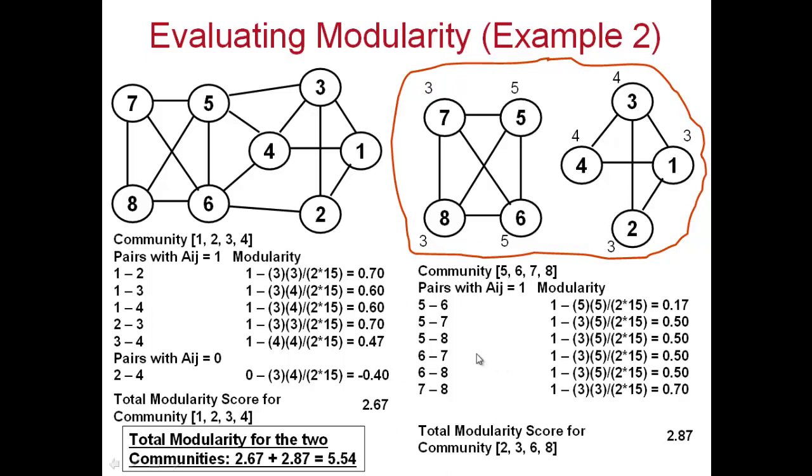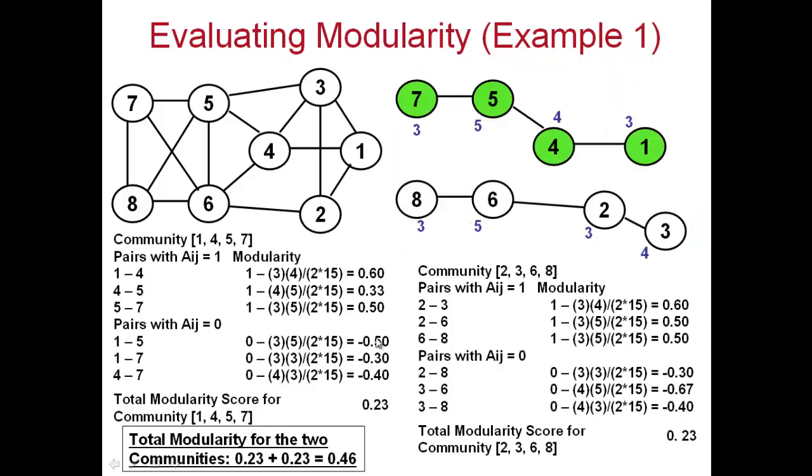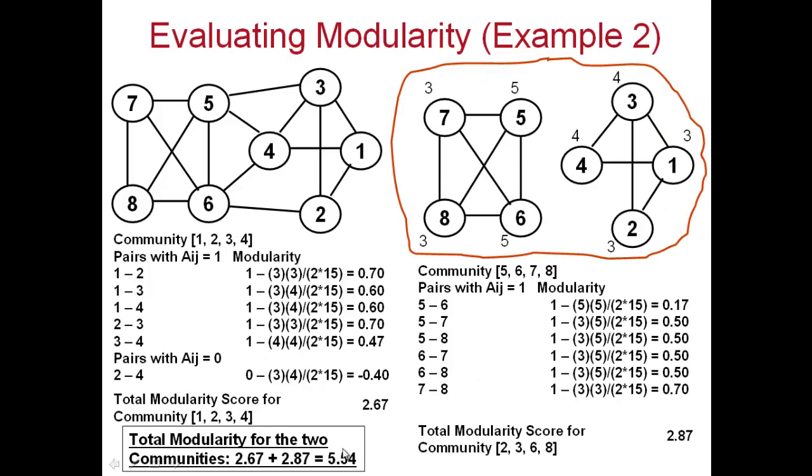In this case, since all pairs of vertices have an edge between them, it is all going to be 1 minus, so it's all going to be positive modularity scores. And the sum comes out to be 2.87. So now the sum of the two modularity scores is 2.67 plus 2.87, which is 5.54. That's the modularity score for these two communities put together. Looking at the numbers, you see 0.46 is much smaller compared to 5.54.